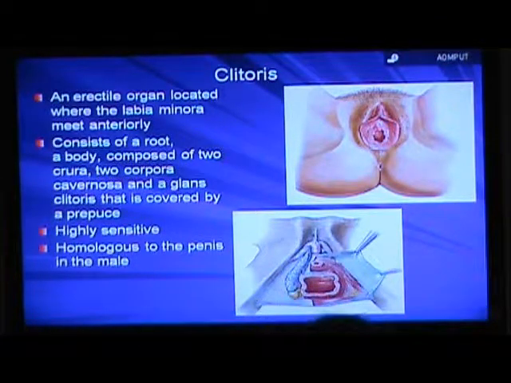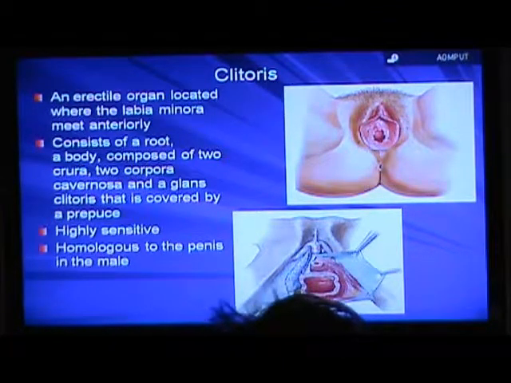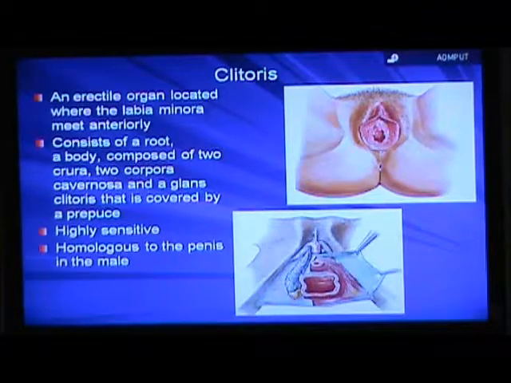The clitoris is an erectile organ which is located where the labia minora meet anteriorly. The clitoris consists of a root and a body, and is composed of two crura, two corpora cavernosa, and a glans of the clitoris that is covered by a prepuce. The clitoris is highly sensitive and is homologous to the penis in the male.